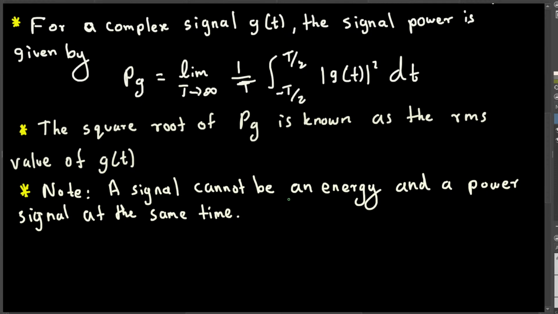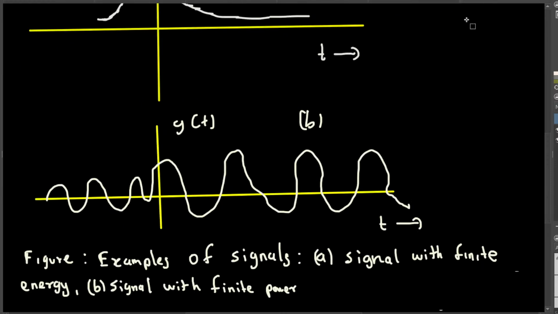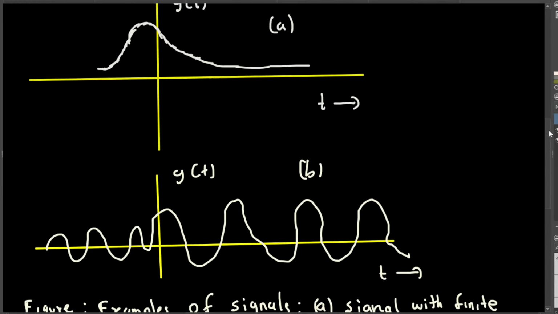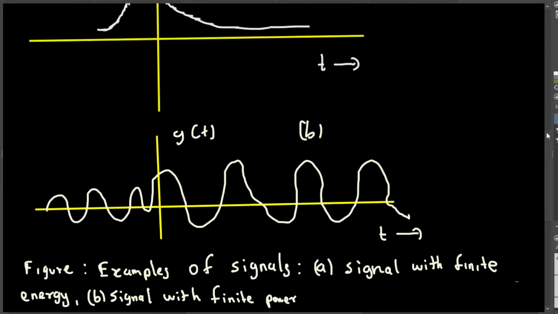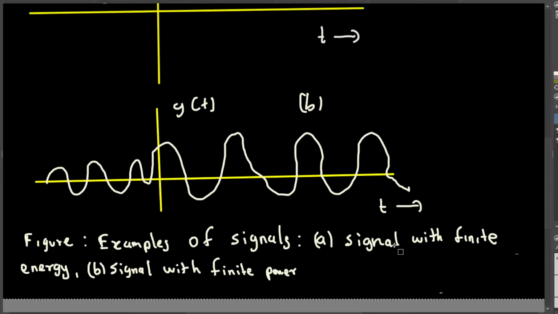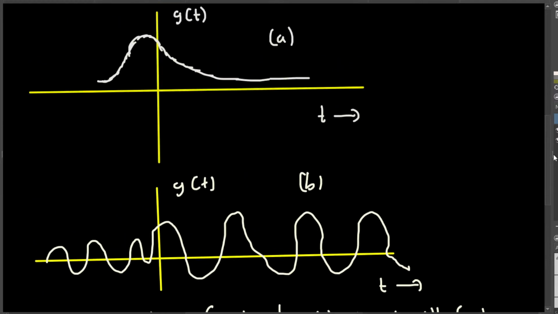Note, a signal cannot be an energy signal and a power signal at the same time. It has to be either a power signal or an energy signal. And here we have two graphs. A describes a signal with finite energy. B describes a signal with finite power.